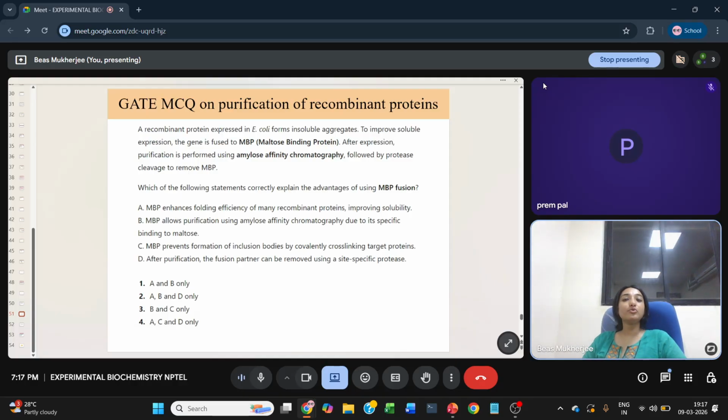So a recombinant protein expressed in E. coli forms insoluble aggregates. To improve the soluble expression, the gene is fused with maltose binding protein. Okay, this is a huge protein, helps with solubility. After expression, purification is performed using amylose affinity chromatography, followed by protease cleavage to remove MBP.